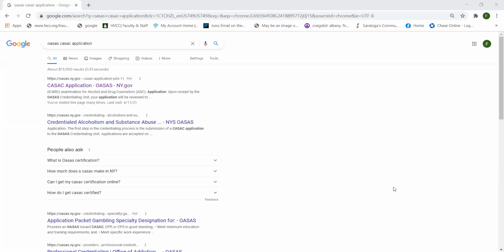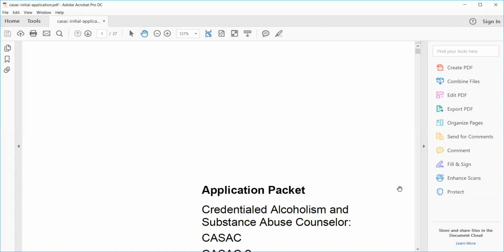So there are two ways that you can go about accessing this application. The easiest way is to go onto Google and search for OASAS CASAC application, as I've done here. And you will find the link. You just open up that link. It will bring you to a PDF file that you can download. I'll show you where I did that. And then you just want to save this application packet.